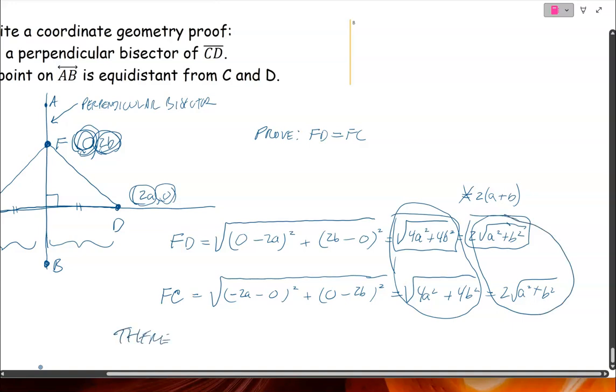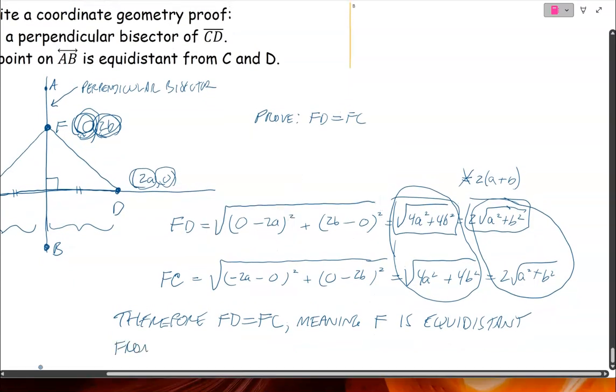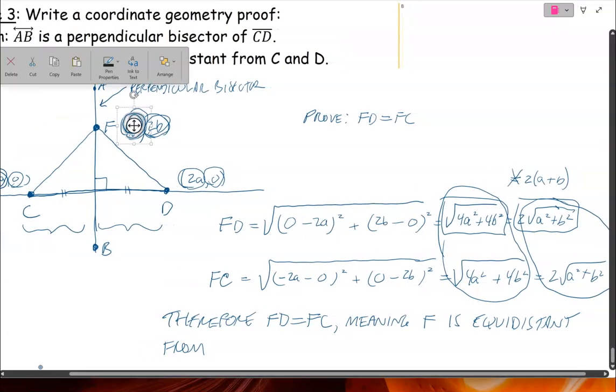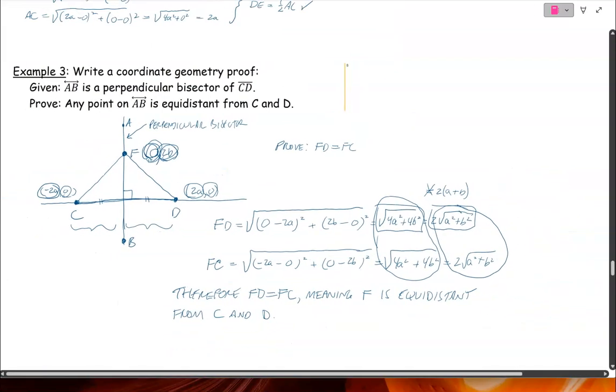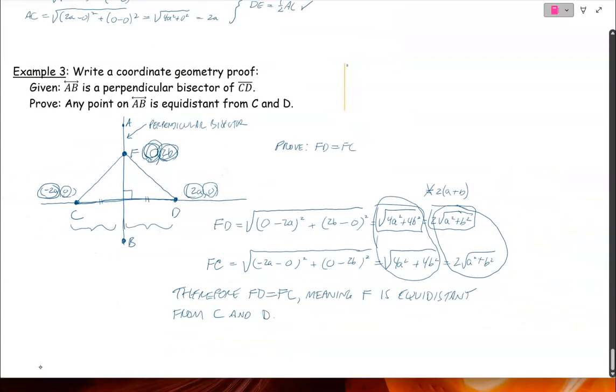Therefore, FD is equal to FC, meaning F is equidistant from points C and D. Okay, which is what we set out to prove. So we used the distance formula to show that those two distances are the same.